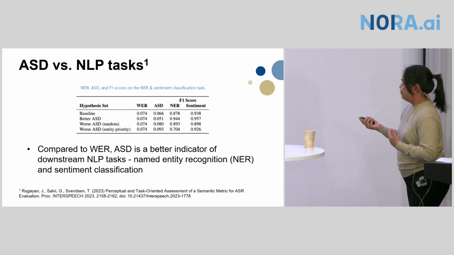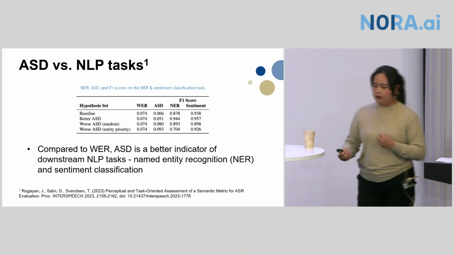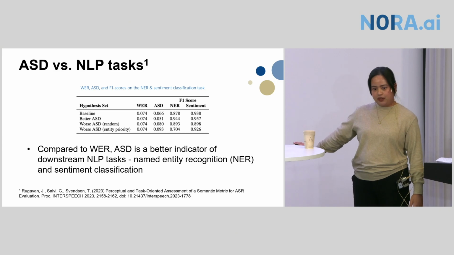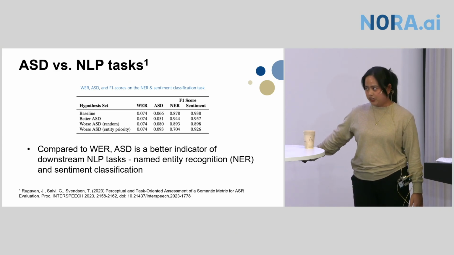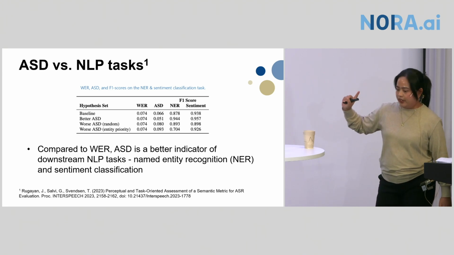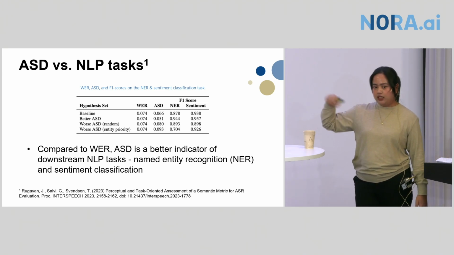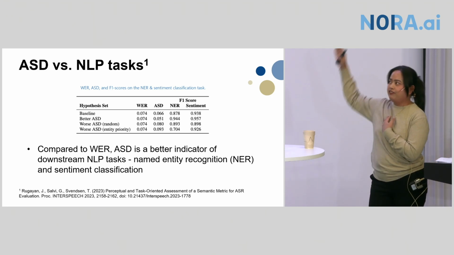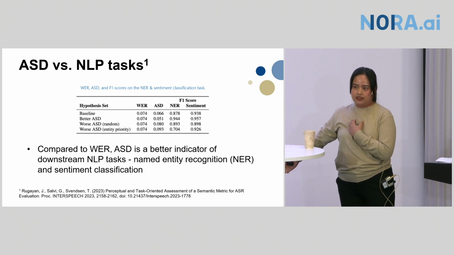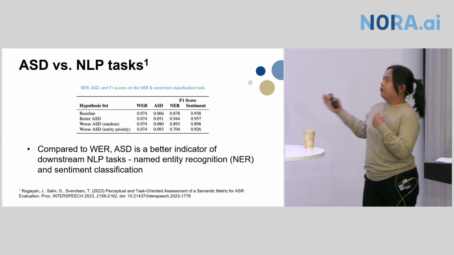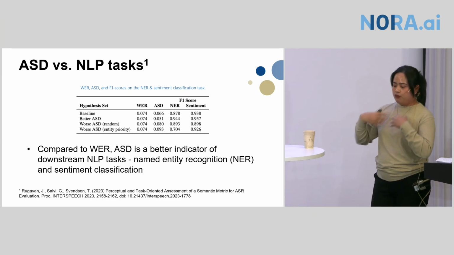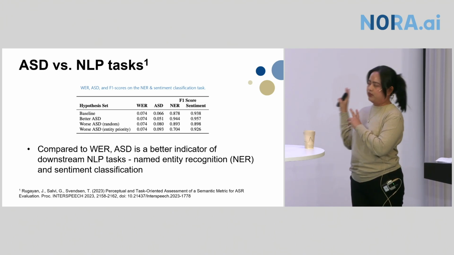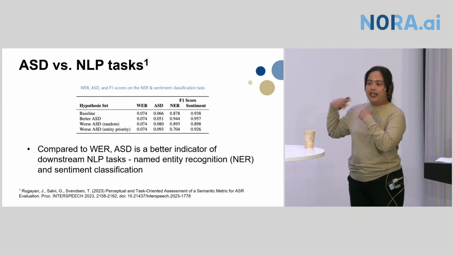And the next part is the task-oriented part. We don't normally use ASR just to transcribe. Normally, it also has a downstream task, for example, named entity recognition or sentiment classification. So what we did here is that we took our baseline transcription and simulated errors. What we want to prove is that you have equal word error rates, but you could have a varying score for aligned semantic distance. It could be lower or higher. So what this demonstrates is that for a lower aligned semantic distance score, you actually have higher F1 scores on both downstream tasks, NER and sentiment classification, and vice versa.